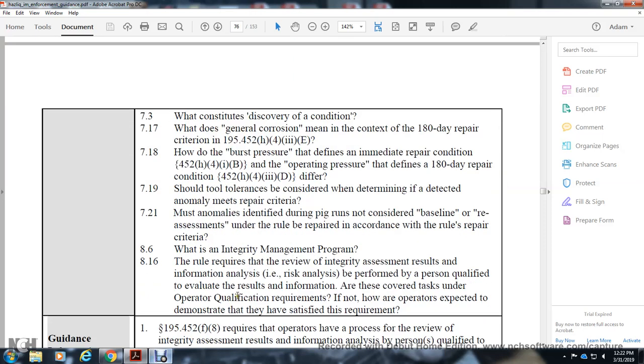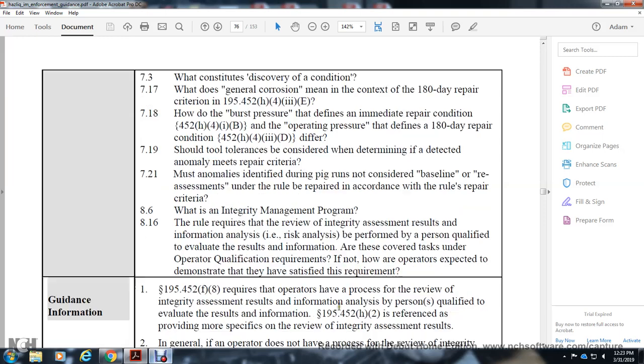8.16: What is an integrity management program? Does 195.452(f)(8) of the rule require the review of integrity assessment results and information analysis, and risk analysis, to be performed by a person qualified to evaluate the results of the information? However, they are not covered by the operator qualification requirements. If not, how is the operator expected to demonstrate that they have satisfied the requirement?